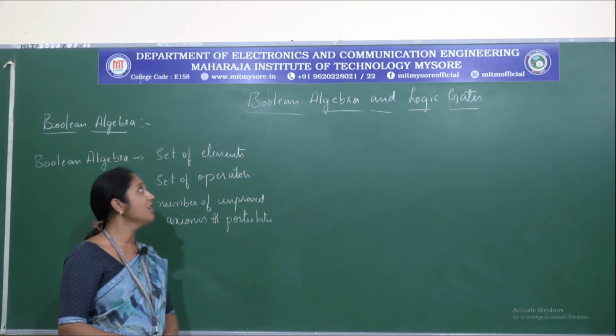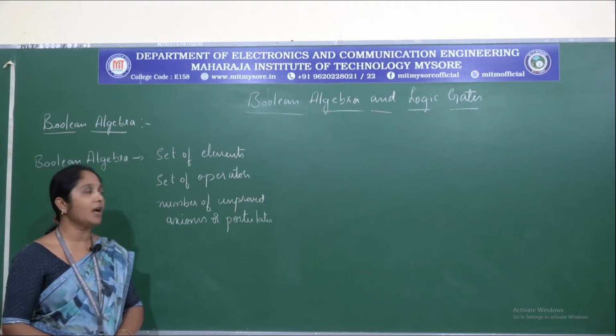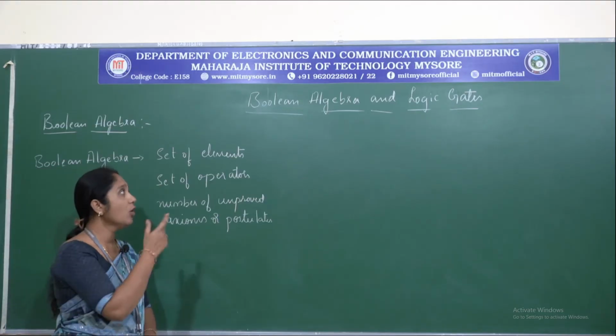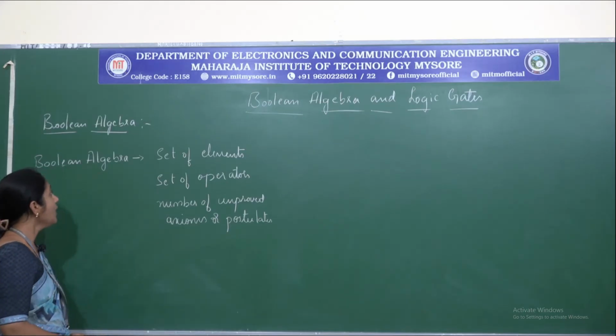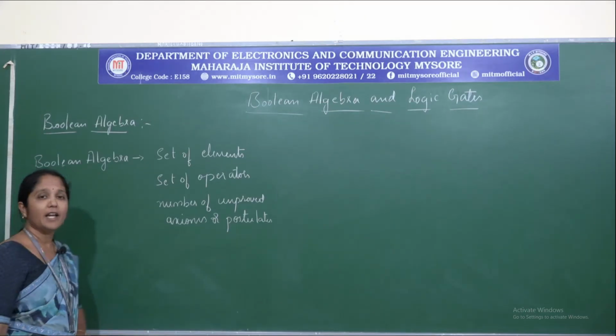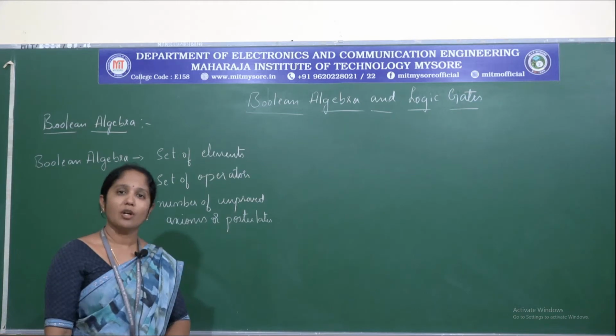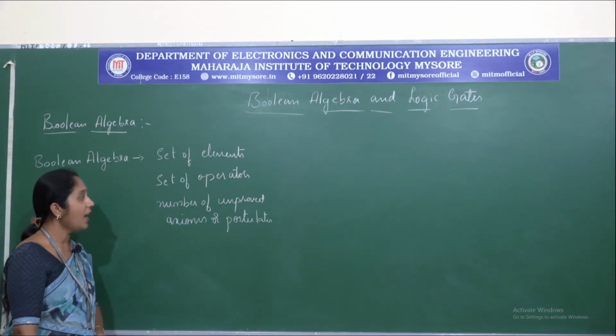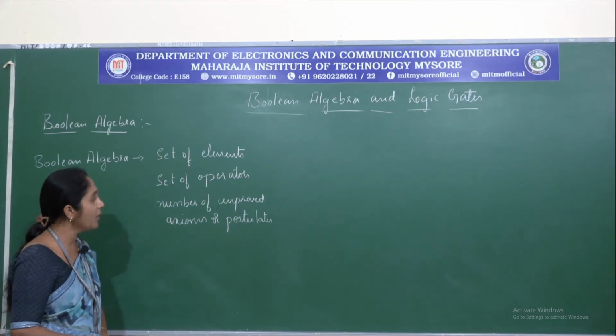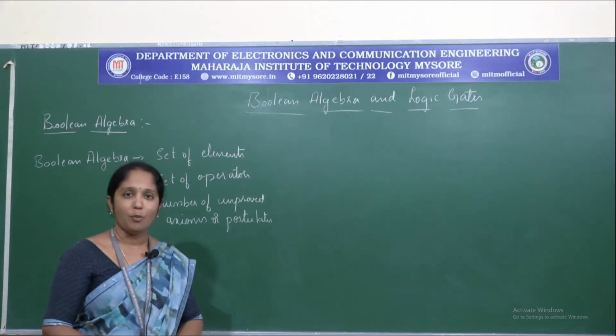In today's class we will be learning about Boolean algebra and logic gates. Out of this, let me consider Boolean algebra first. Boolean algebra, like any other mathematical system, is a set of elements, a set of operators, and it consists of a number of unproved axioms or postulates.